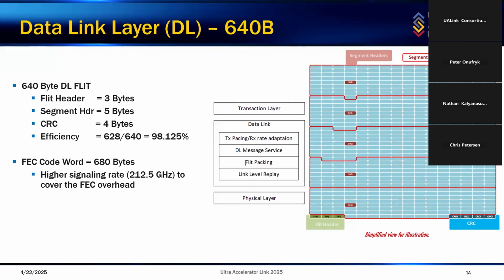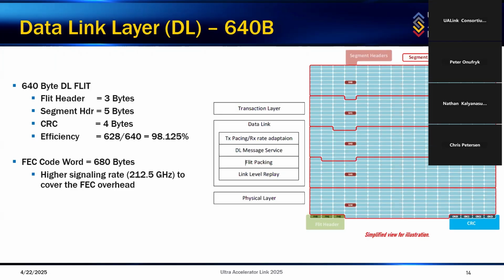So the next layer in the stack is the data link layer. It sits in between the transaction and the physical layers. The data link layer packs 64-byte TL flits into a 640-byte DL flit. Each DL flit also carries a flit header, 5 segment headers, and a 4-byte CRC. These together have 12 bytes of overhead, so the efficiency of the DL layer is around 98%.